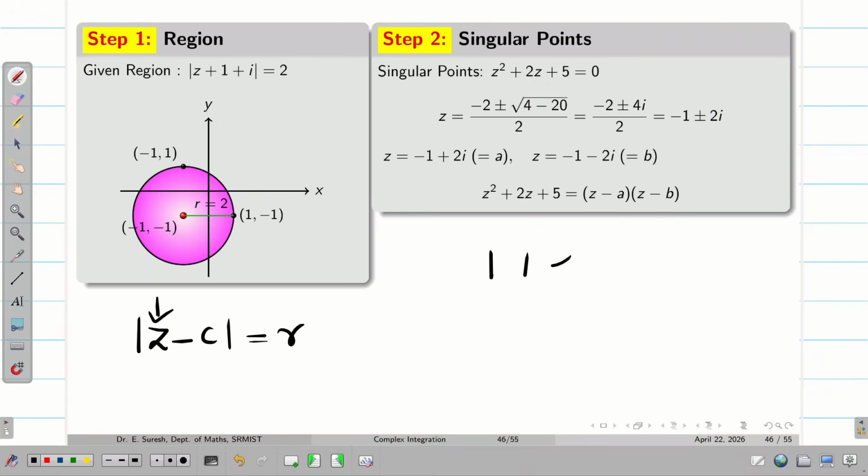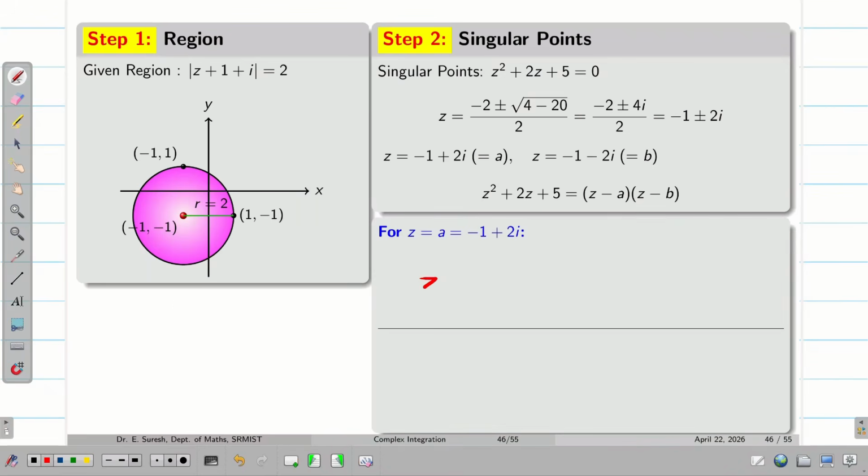If you get the value less than r, then say the singular point lies inside. If you get the value greater than r, then you say the singular point lies outside C. This is very easy and simple. At first we consider the singular point z equal to a, that is minus 1 plus 2i.